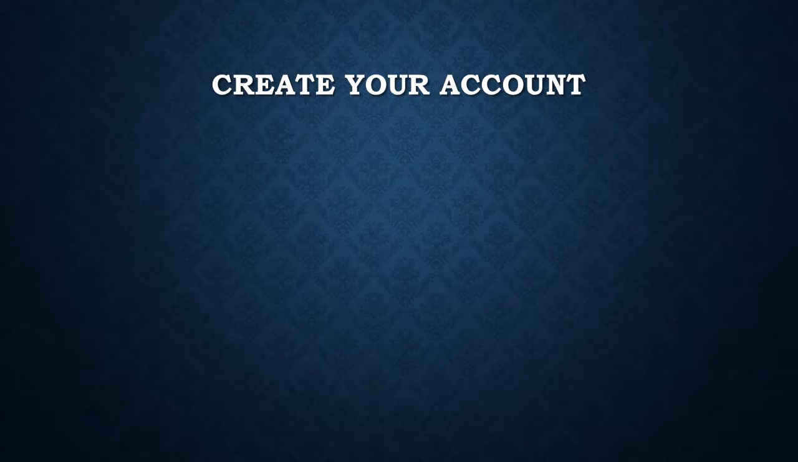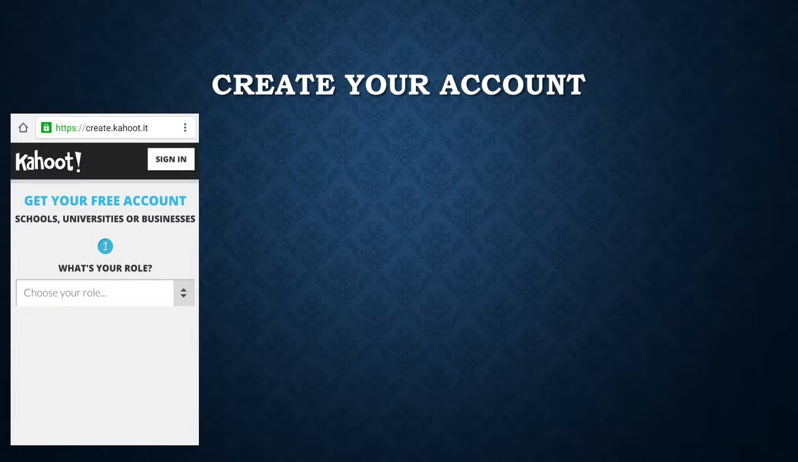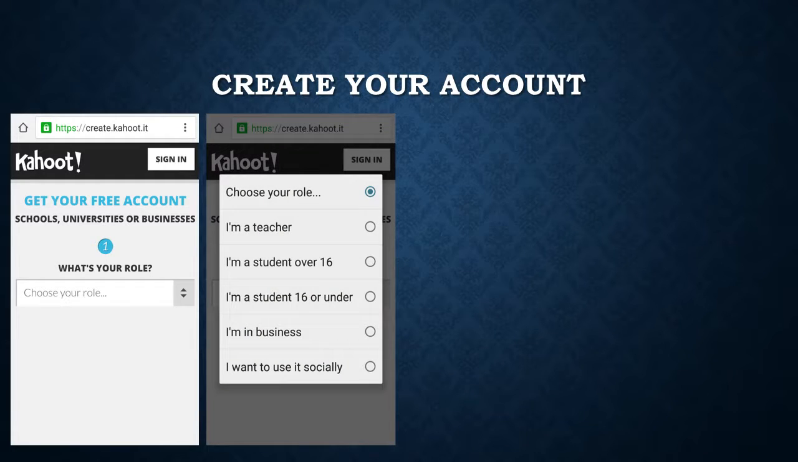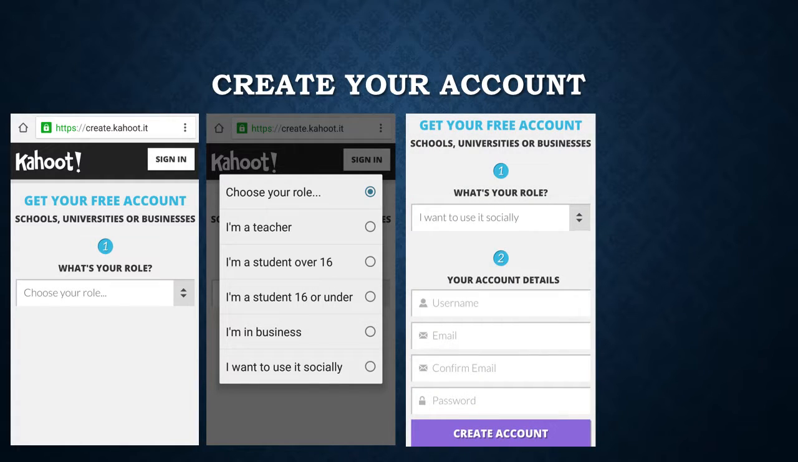Then, at the top right of the screen, click on Sign Up. Once you have clicked on Sign Up, this screen will appear, and it will ask you to start creating your account. First thing it will ask you is what is your role. Once you click on Choose Your Role, you will see this. It will ask you whether you are a teacher, a student over 16, a student 16 or under, if you are in business, or if you want to use it socially. For this particular example, I just clicked on the I want to use it socially button, and it will ask you for your account details.